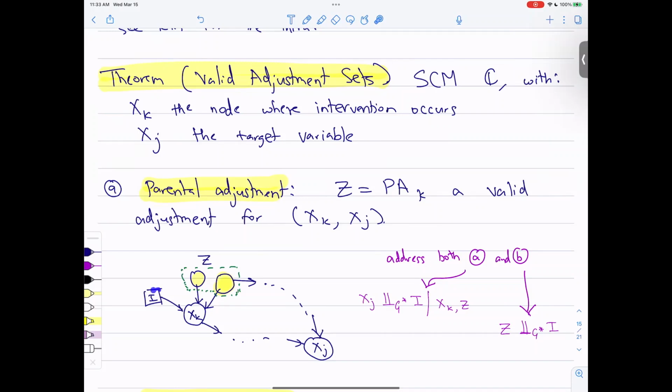And all we have done is to add this one node to the graph. The first adjustment is called parental adjustment. Suppose Z are the parents of XK, then Z is a valid adjustment set. Let us check why.